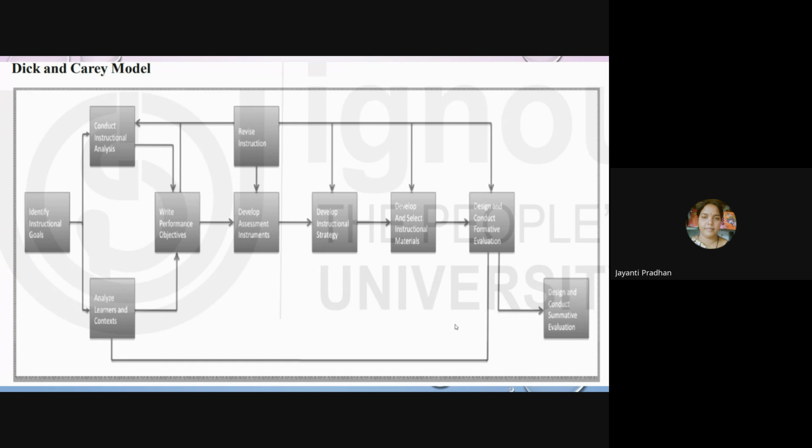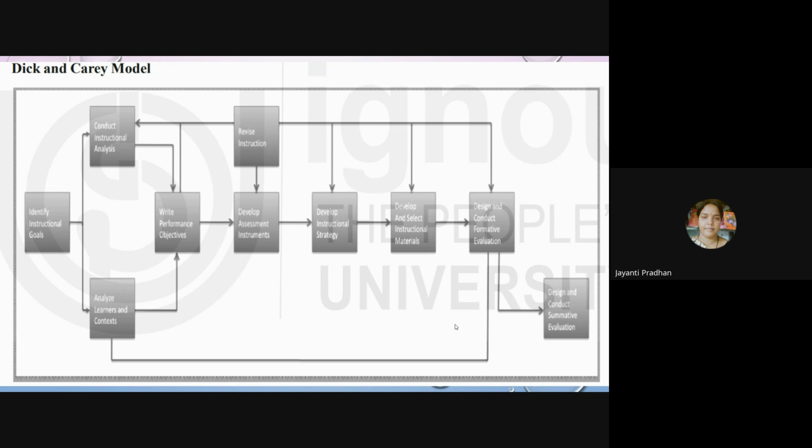We must develop that. Why assessment? If these are the objectives, then to what extent the student has achieved the objective can only be known by assessing.